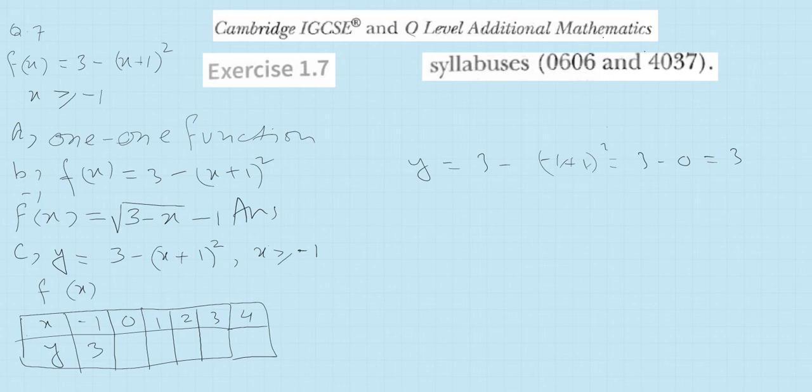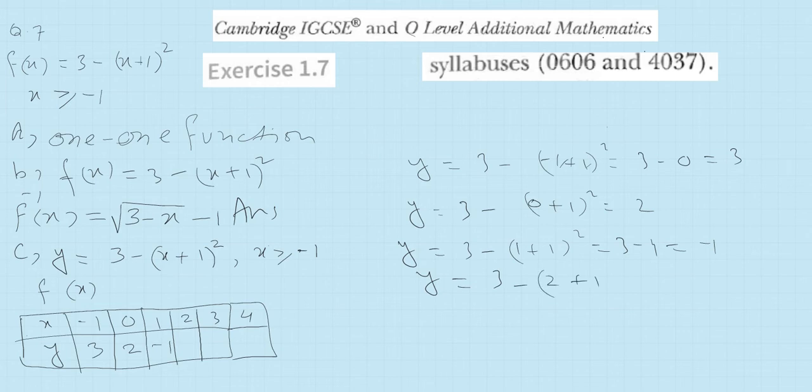Now put x is equal to 0. So y is equal to 3 minus (0 plus 1) square. 1 square is 1. 3 minus 1 is 2. Then y is equal to 3 minus, put value 1. 1 plus 1 is 2. 2 square is 4. 3 minus 4 is minus 1. Put 2. y is equal to 3 minus (2 plus 1) square. 2 plus 1 square is 9. 3 minus 9 is minus 6.